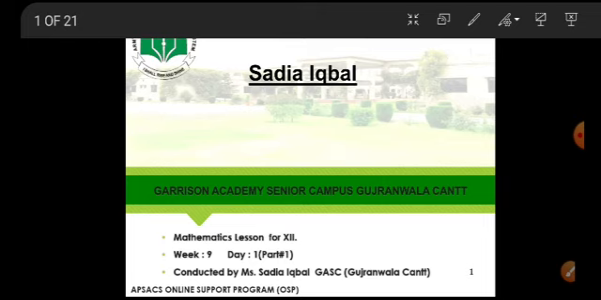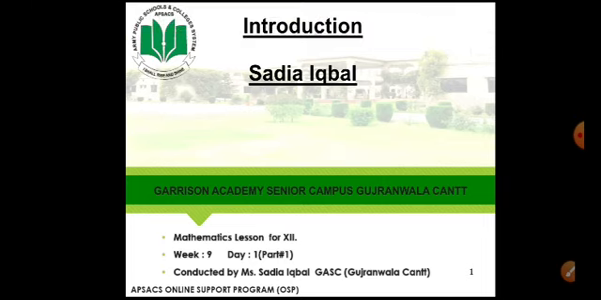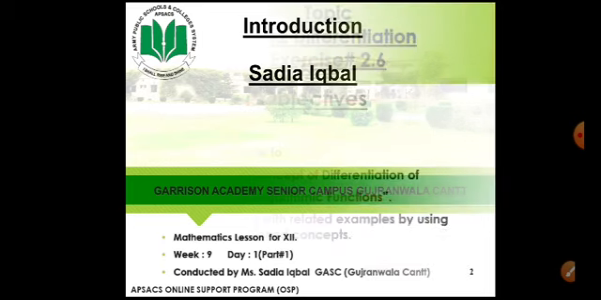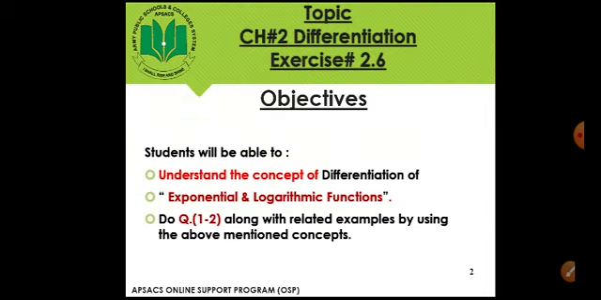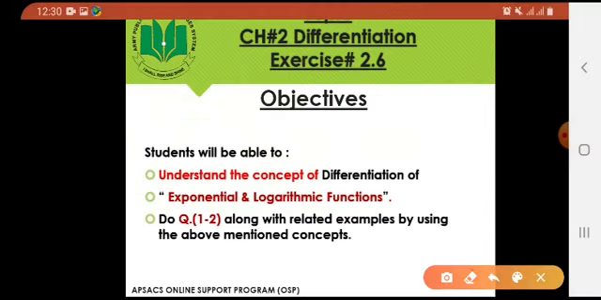As you all know, the ninth week has started. So let us get started with our first lecture of the ninth week. Today we will be starting, inshallah, exercise 2.6, very important from the objective point of view, plus there are 2-3 questions which are important for short questions. So let us get started with the concept.